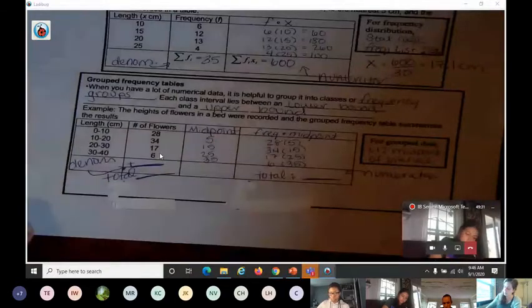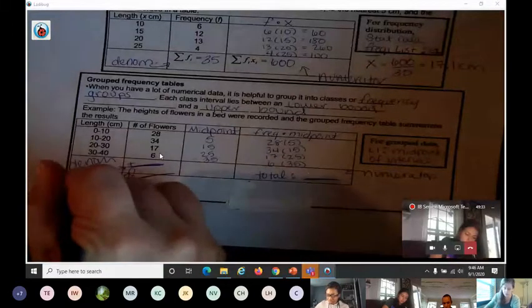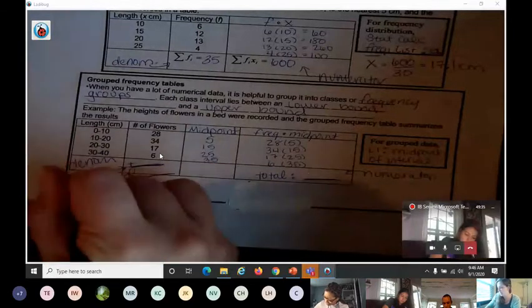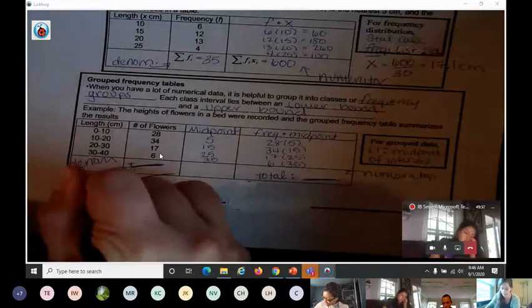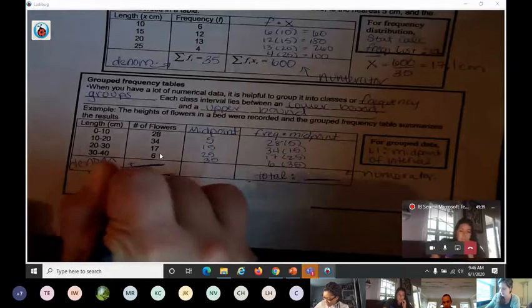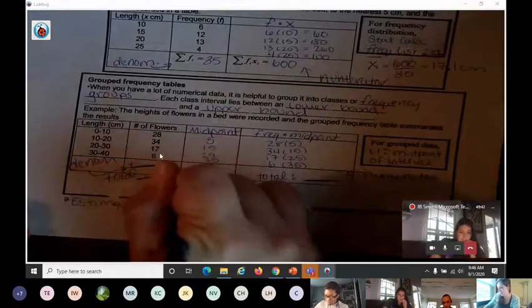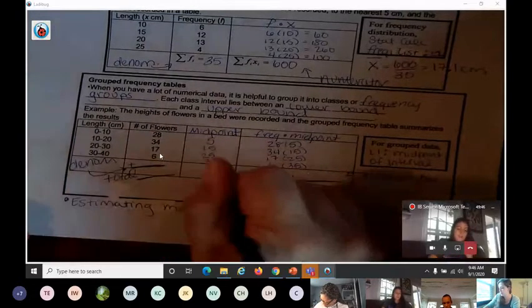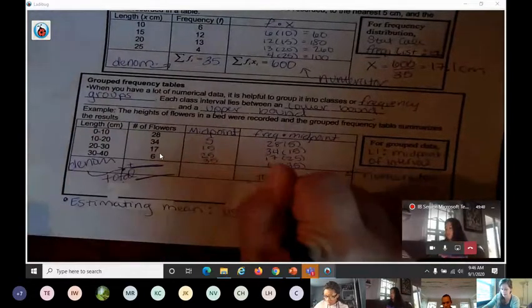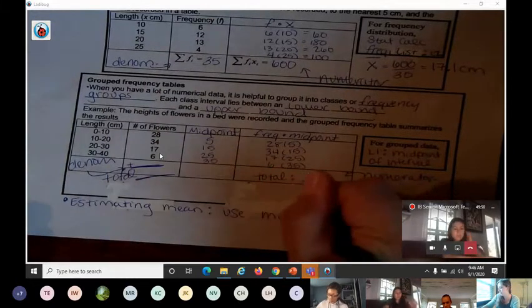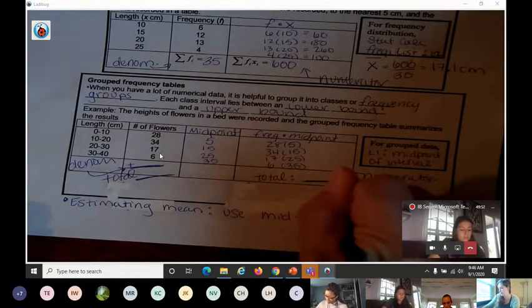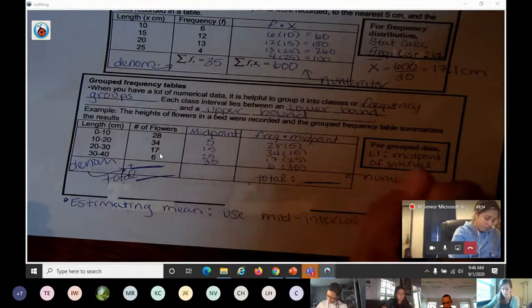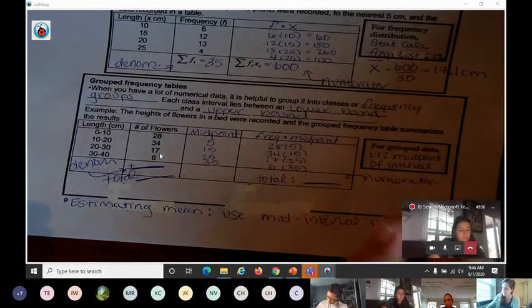So the 2 things I want to talk about, I guess the most important thing, since we kind of already mentioned the other one, is estimating mean. Sometimes it'll ask you to estimate the mean. Okay, and when you do this, you want to use mid-interval values to estimate.